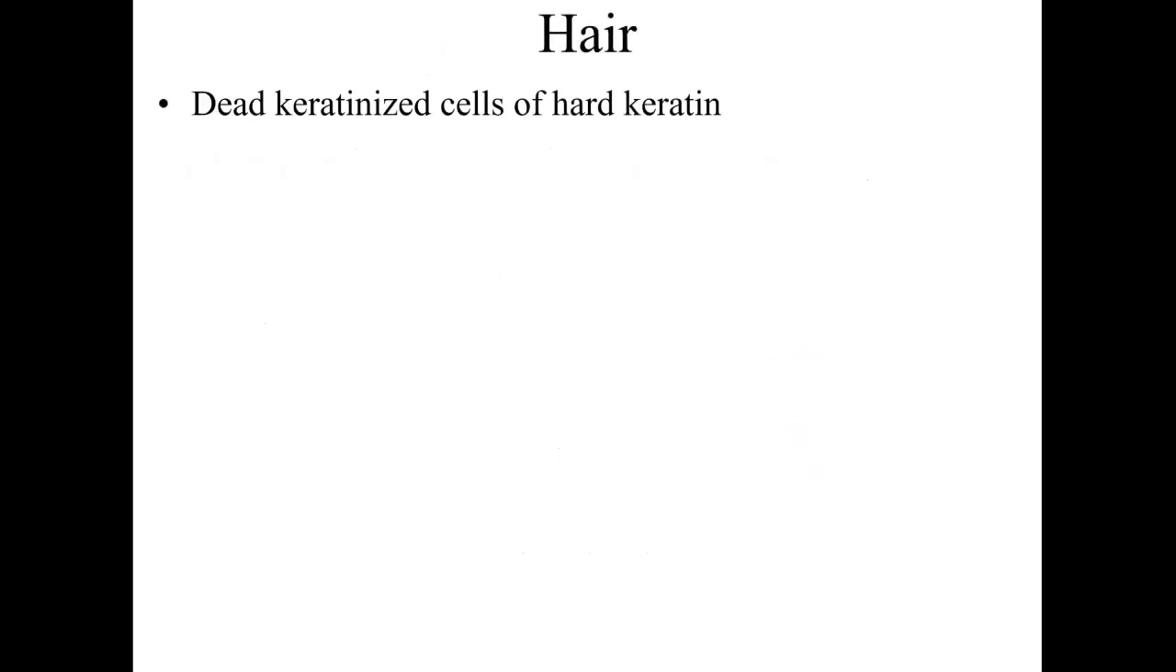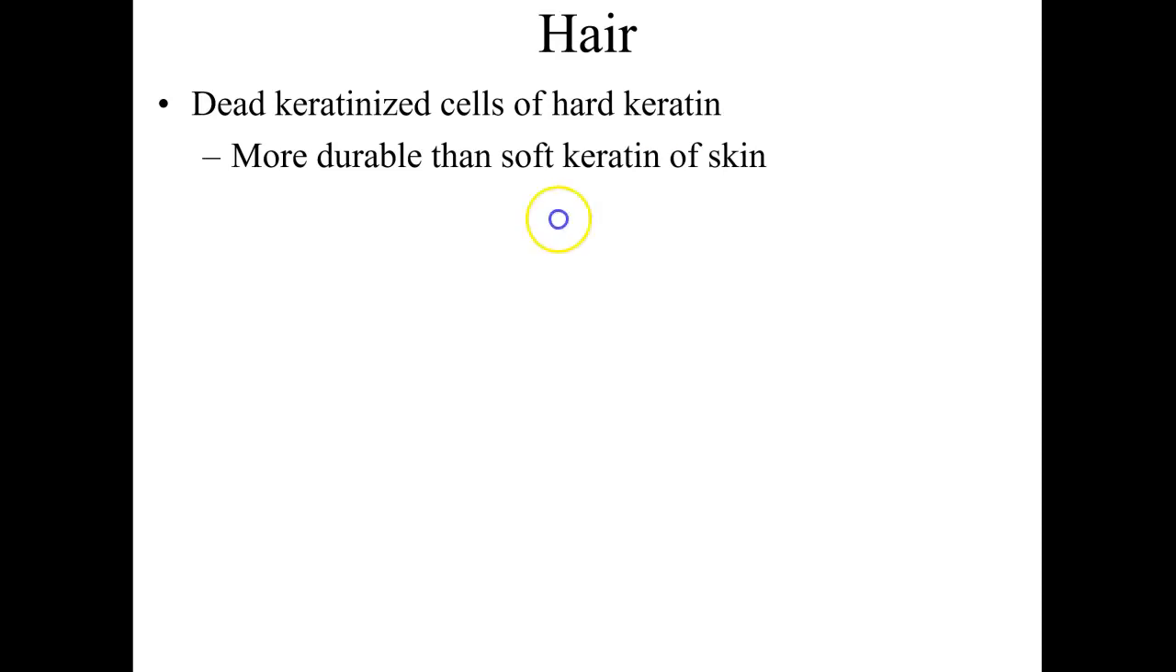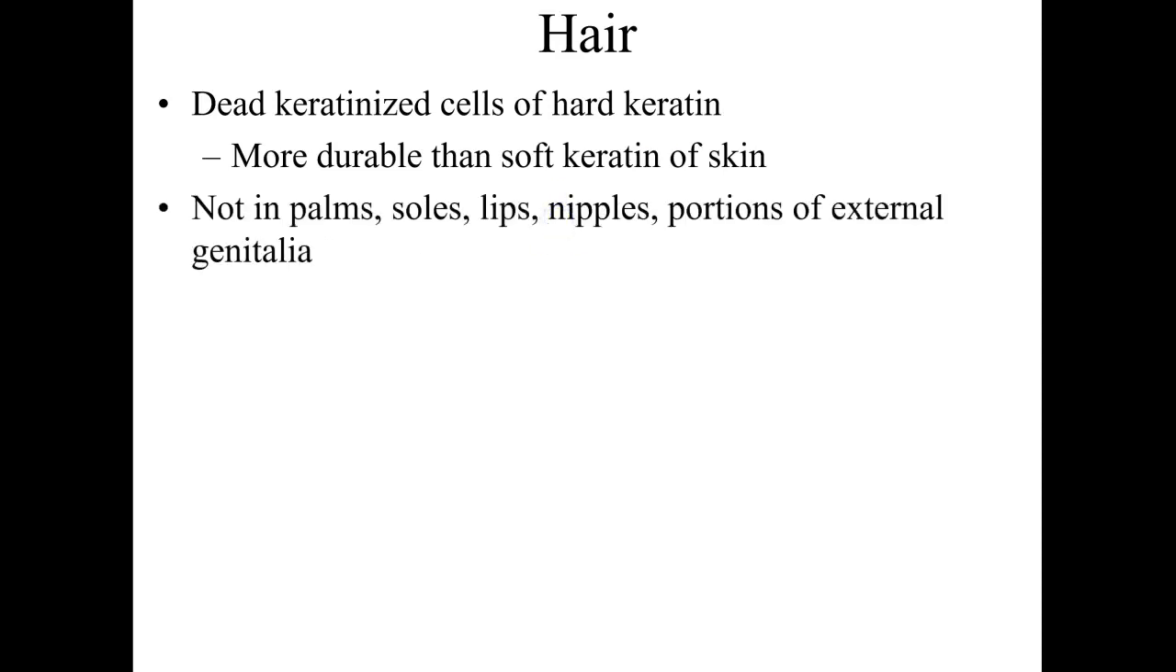Starting off with hair. Hair is going to be made up of dead keratinized cells of hard keratin. These are going to come from those dead cells of the epidermis. They're going to be more durable than soft keratin that's found in the skin. We are not going to find hair in certain places of our body, places where it might keep the body from doing its function. So you're not going to find it on places like the palms and the soles of your feet. You won't find hair on your lips, on your nipples, or on portions of external genitalia.